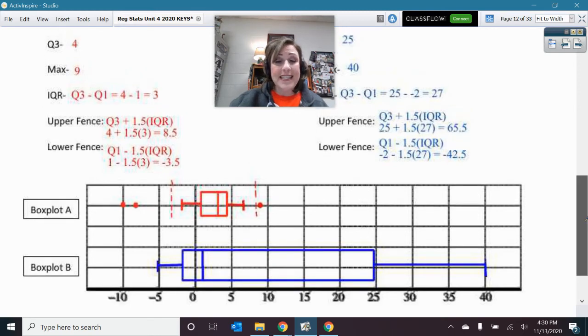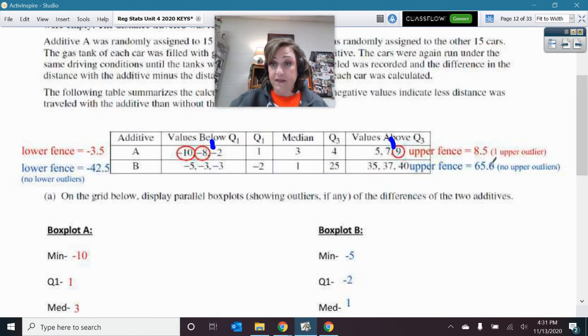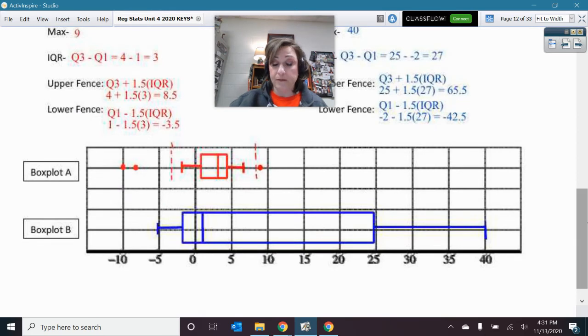All right, and then I did the exact same thing for Boxplot B. I calculated the 5-number summary and the IQR and fences, with the upper fence being 65.5, the lower fence being -42.5. So there was nothing above the upper fence or below the lower fence, so there were no outliers. So there we go.